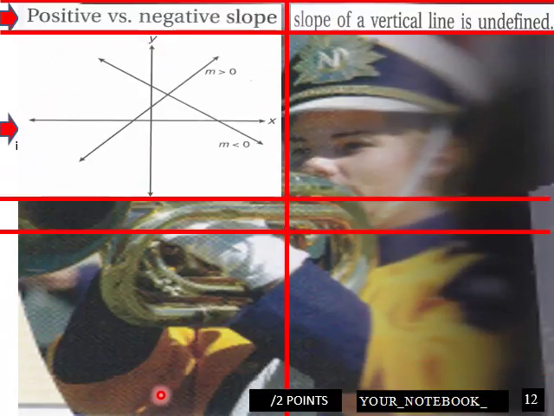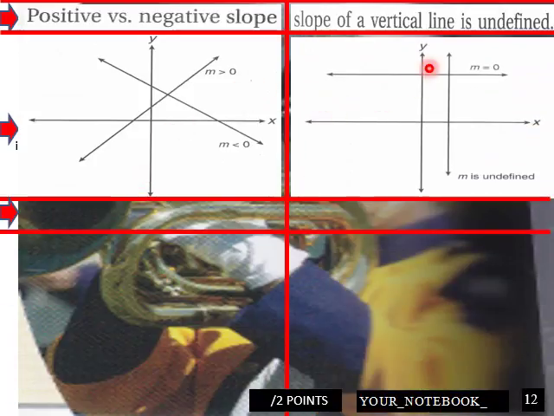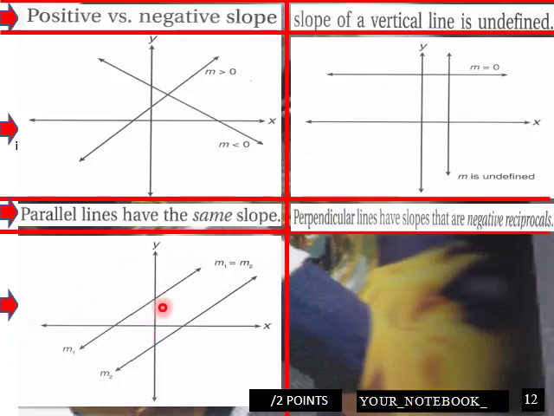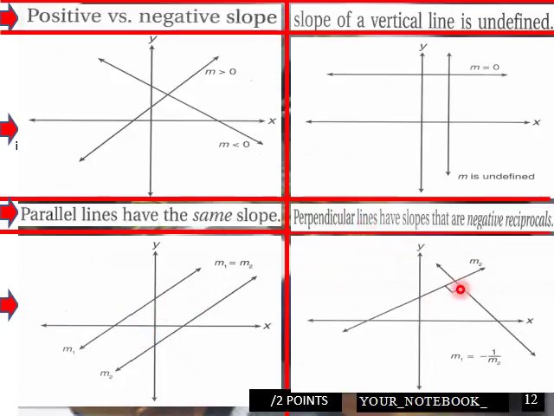So positive, negative slope again, slope of undefined line. Then we have parallel lines here, and then perpendiculars are here. So they're negative reciprocals. This line here will be the negative reciprocal of this line here. So this line here will be the negative reciprocal of this line here. M1 equals the negative of 1 over M2 is what it would be.